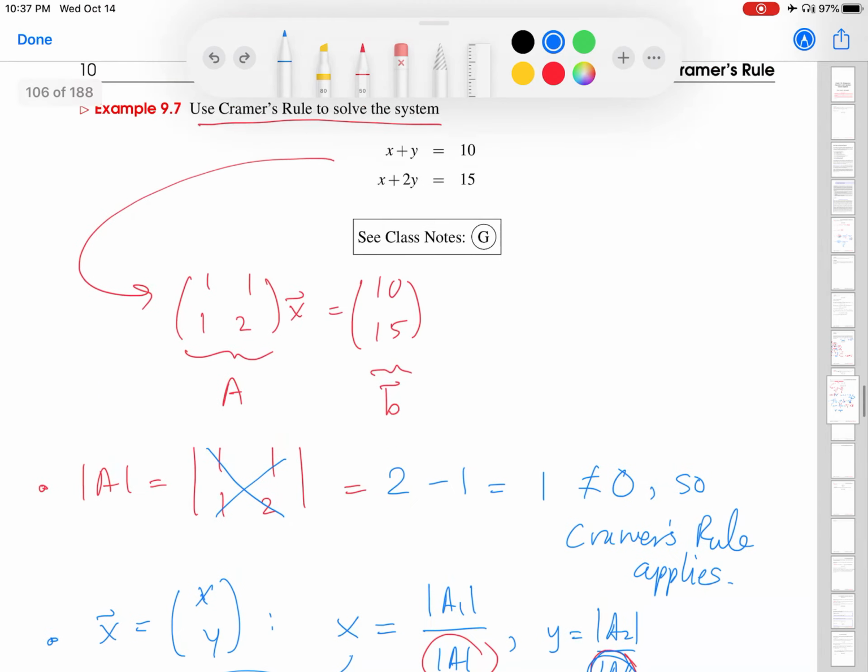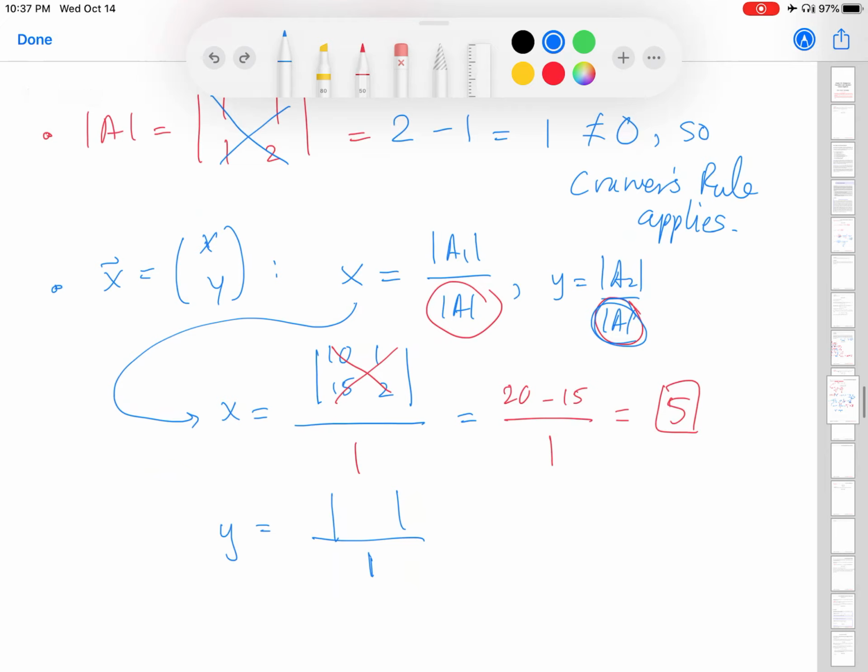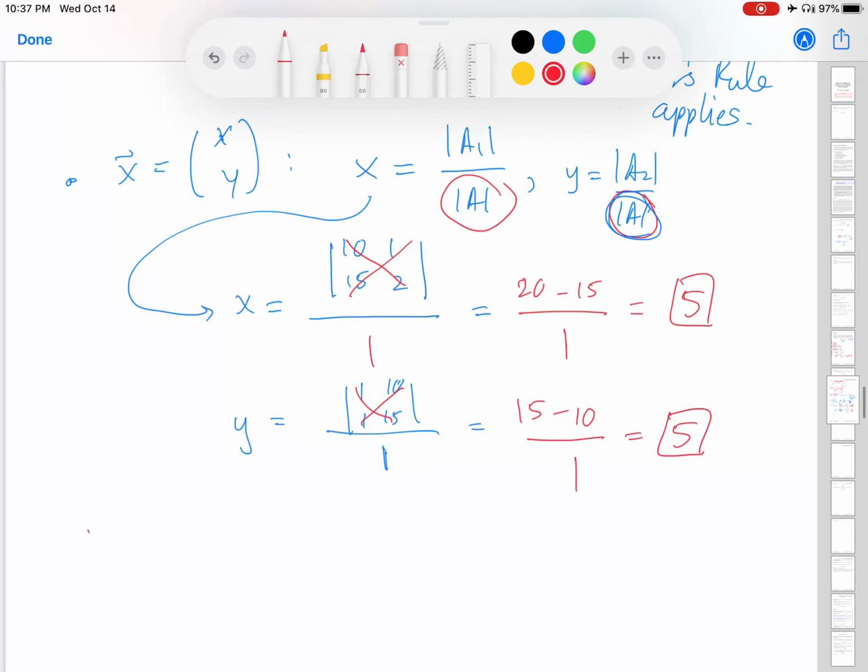So I'm going to go back up to the matrix A, replace the second column, because we're talking A2, with the vector B. So it's going to be 1, 1, and then 10, 15. So I'll put that down here. 1, 1, and 10, 15. Great, and I'll calculate my determinant as usual. So I have 15 minus 10. That also gives me 5. All right, so therefore, Cramer's rule implies that the x and y values that solve this system are both 5.